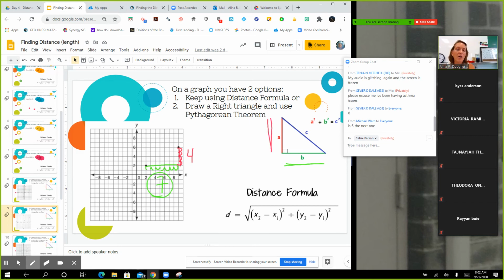So our equation now for A squared plus B squared equals C squared is 4 squared plus 7 squared equals C squared. Pythagorean theorem. Everybody remember vaguely Pythagorean theorem from middle school? Hopefully. And then 4 squared is 16, and 7 squared is 49, and we've got c squared, and then 16 plus 49 is 65.